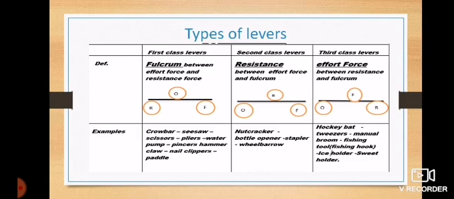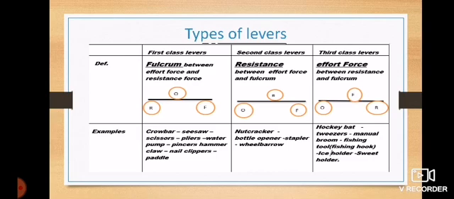So we have three types of levers. The first class lever has the fulcrum between the effort force and the resistance, like the crowbar, the seesaw, the scissors, the pliers, the water pump, and the claw hammer. All of these are first class levers.